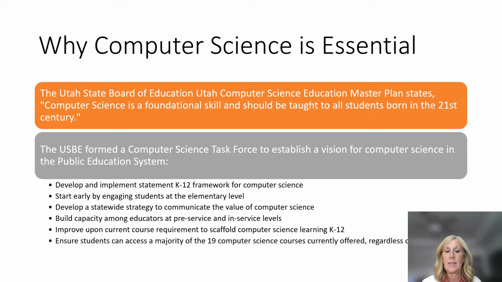To do that, they've got some key points. Develop and implement a statewide K-12 framework for computer science. Start by engaging students at the elementary level. Develop a statewide strategy to communicate the value of computer science. Build capacity among educators at pre-service and in-service levels. Improve upon current course requirements to scaffold computer science learning K through 12, and ensure students can access a majority of the 19 computer science courses offered. I thought those were important things that the state has mandated.